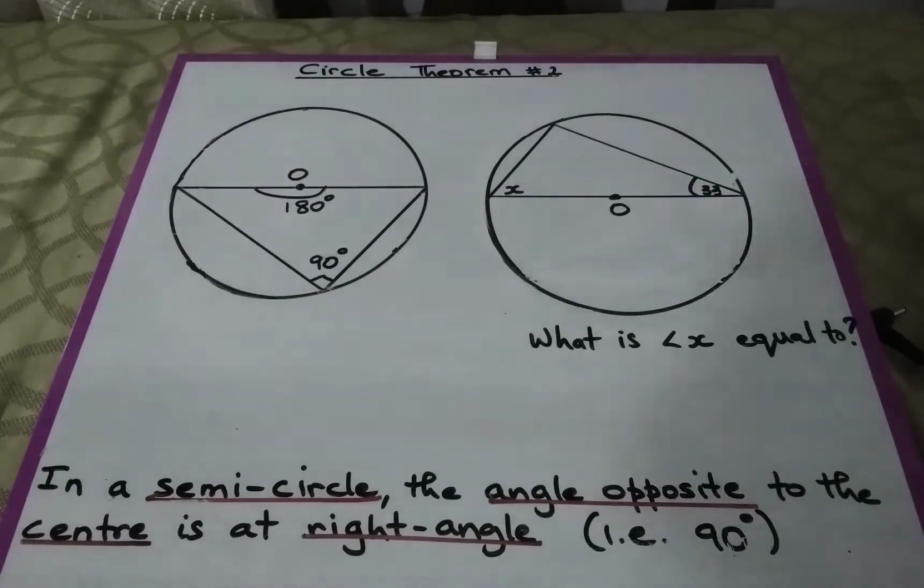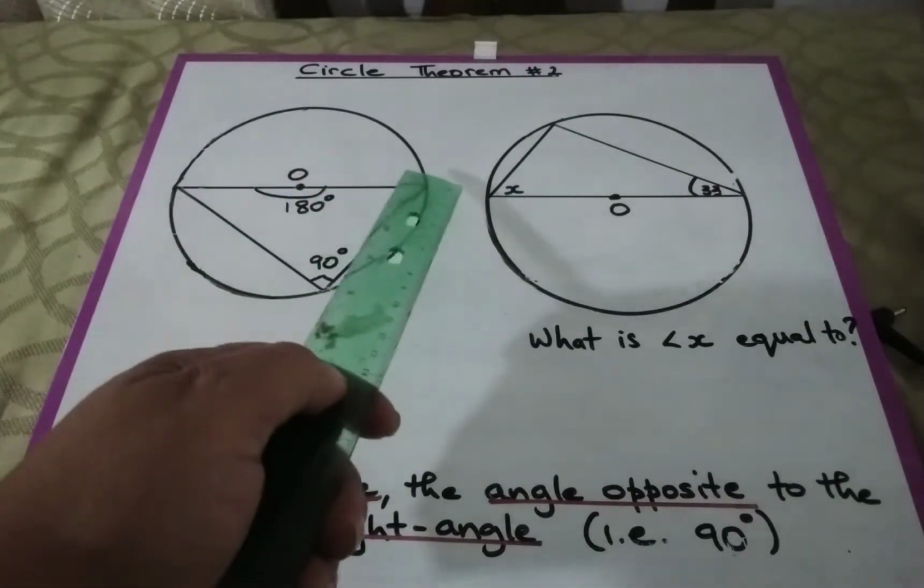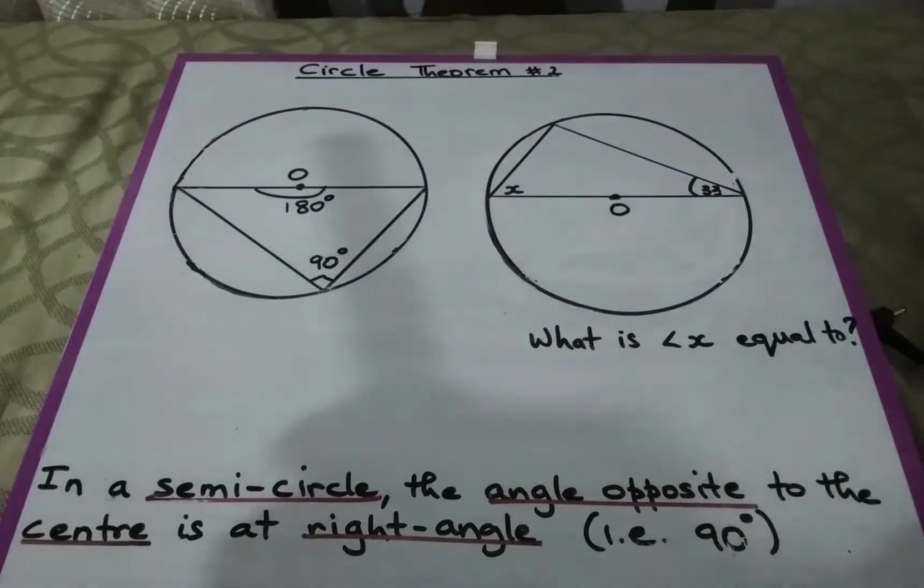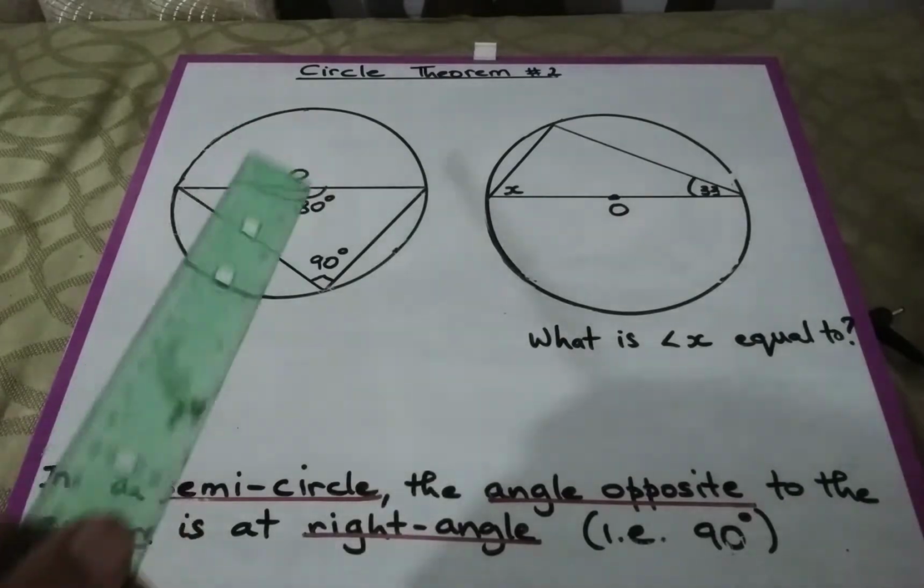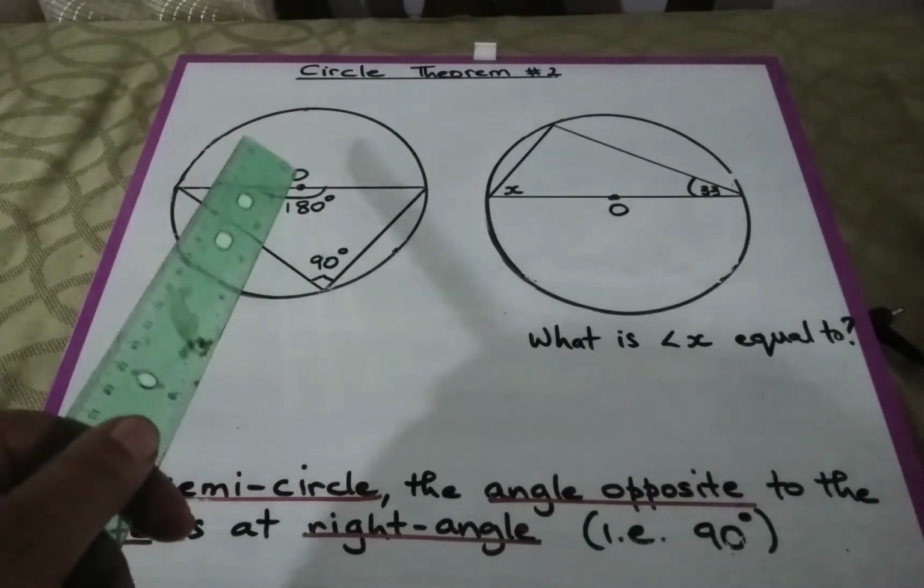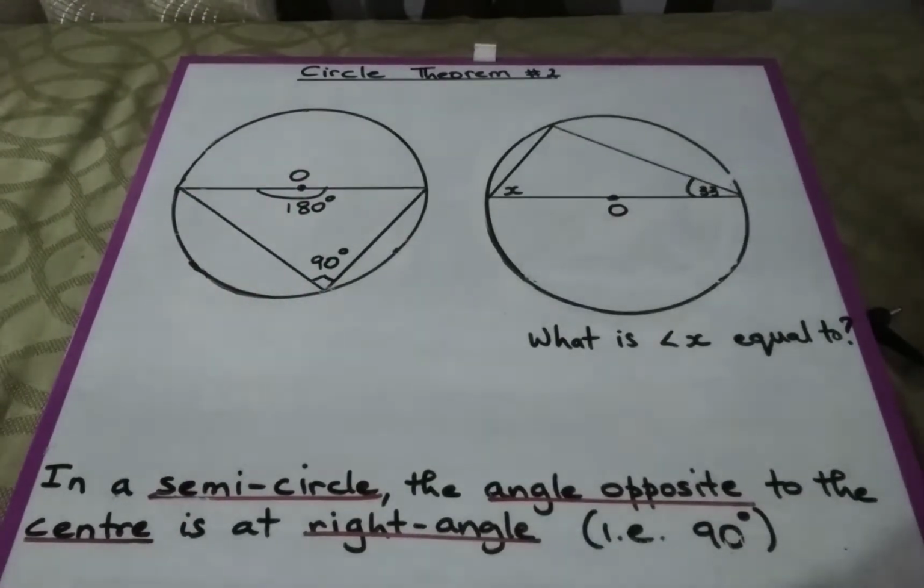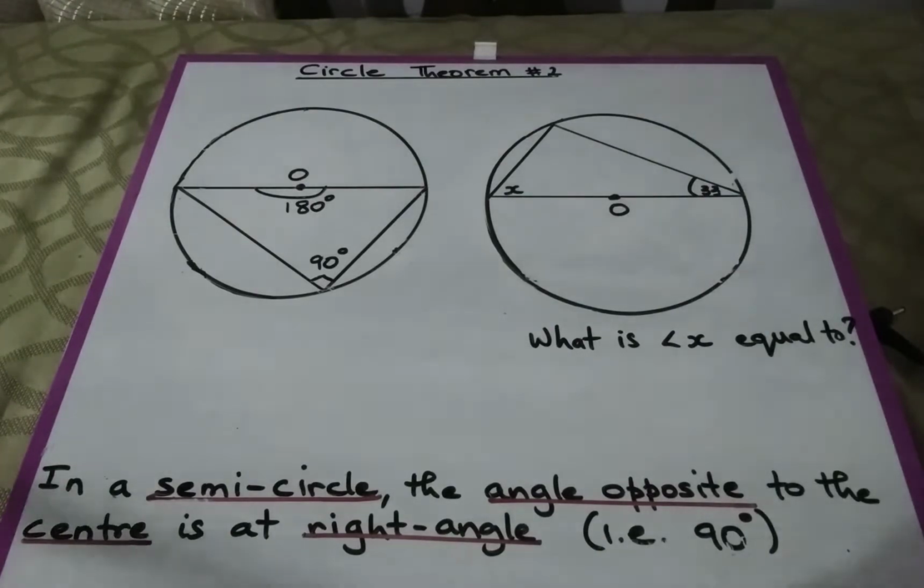But in an exam, once you get this diameter in the diagram, then you don't use the first circle theorem. You will just say in the semicircle, the angle opposite to the center is 90 degrees. Now, how do we apply this theorem?